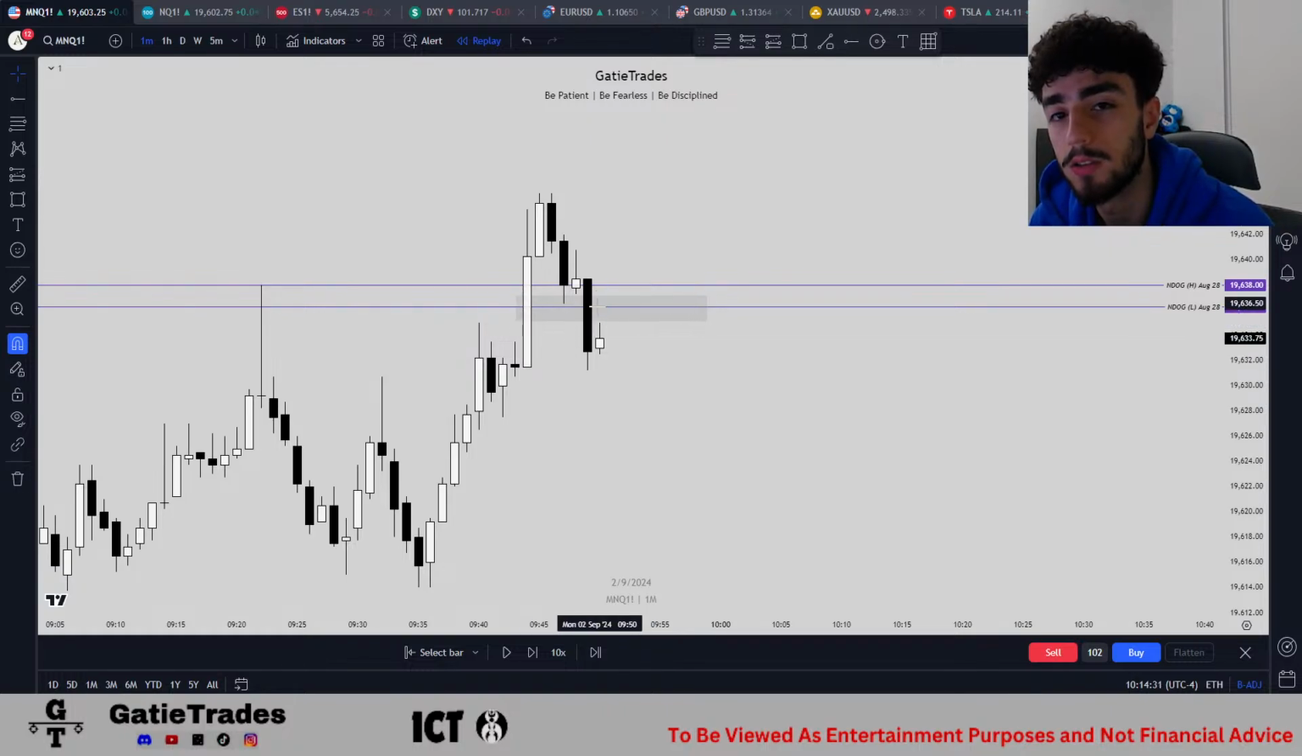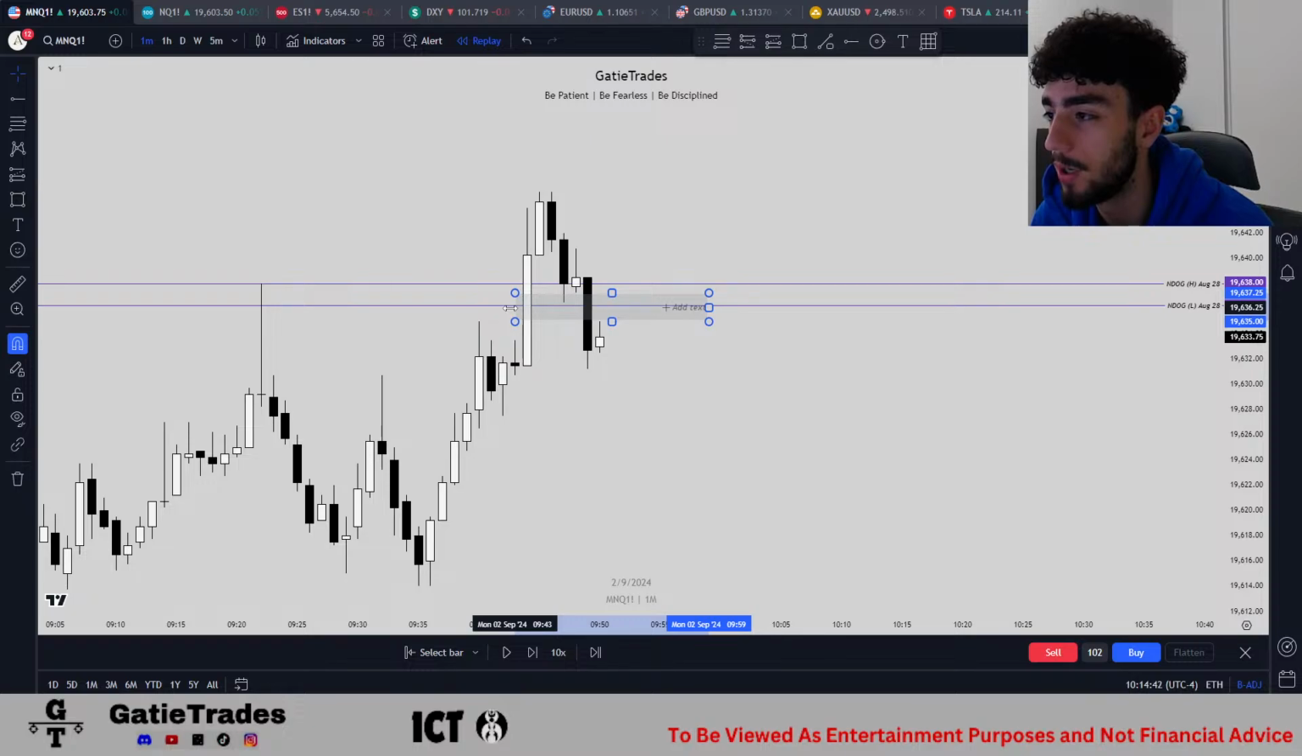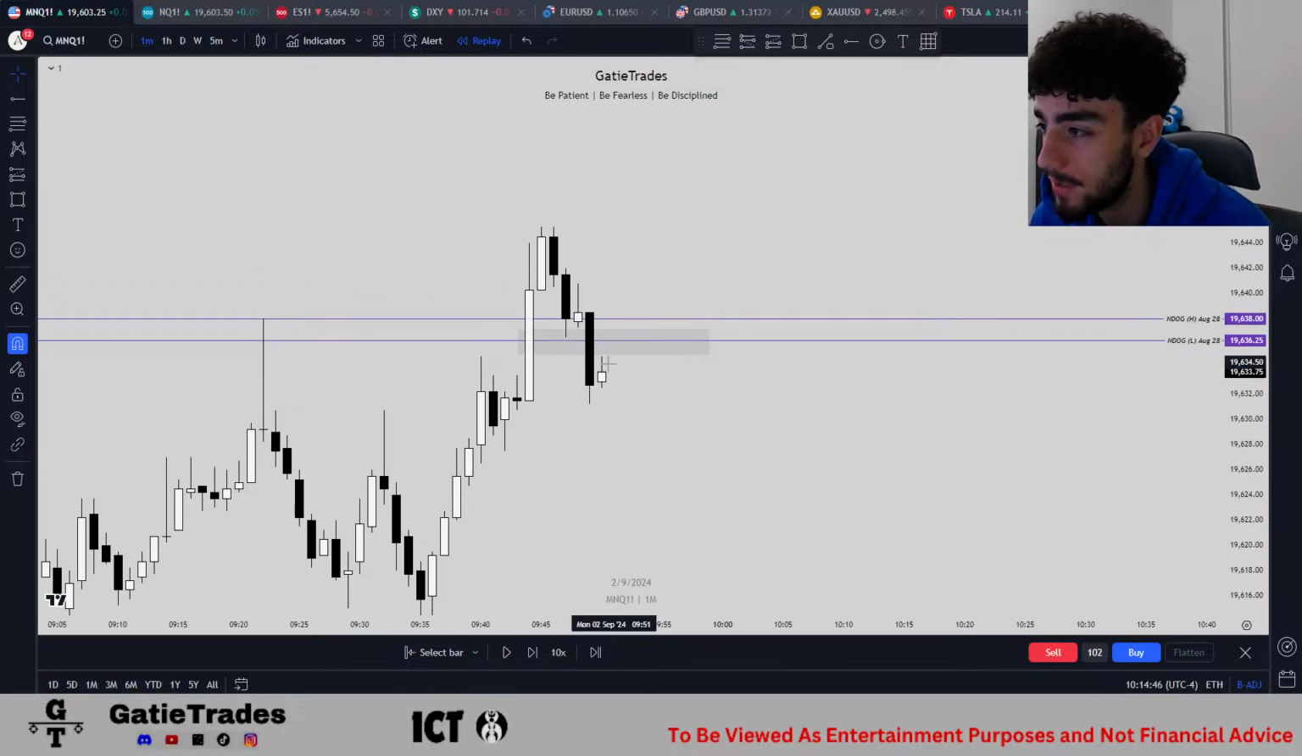This price range is not balanced. Does this price range look balanced? This price range is not balanced. There's no buy side delivery in this price range. So how is it balanced? This is not a BPR. People are marking their BPRs wrong, and it's pissing me off, all right? This is not a balanced price range.